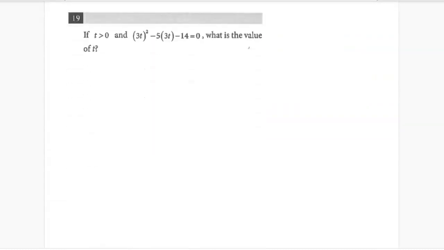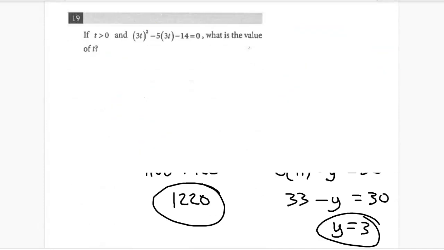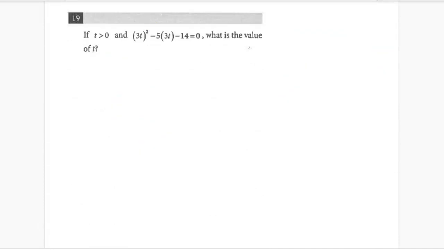All right, number 19. Should keep getting a little bit tougher in theory. So t is going to be a positive number. That's all this means: don't use a negative, use a positive. 3t in parentheses squared minus 5 times 3t minus 14 equals 0. So if you're looking this up or trying to find another video to help you with this skill, you're solving quadratics.